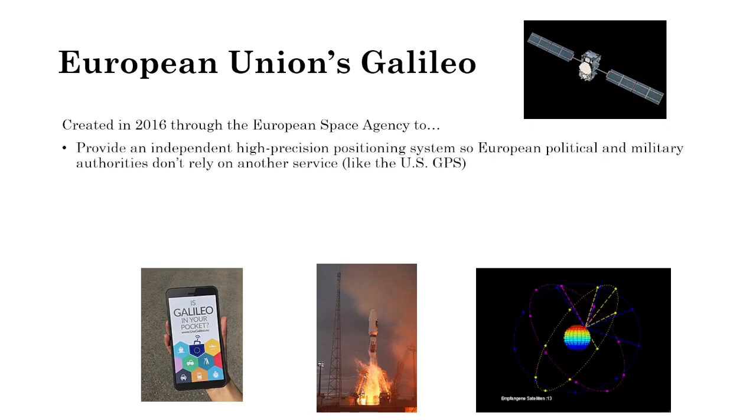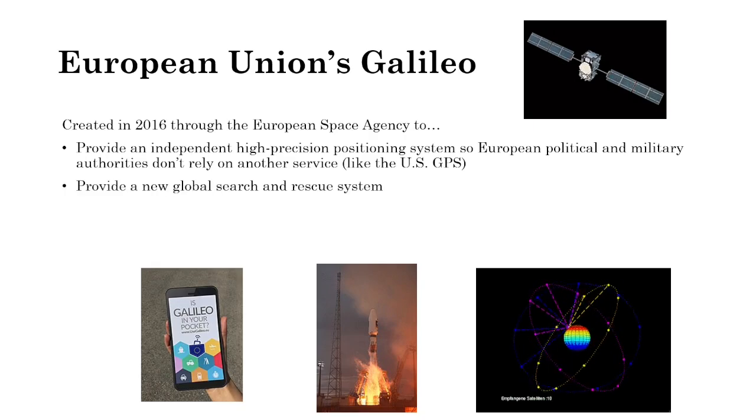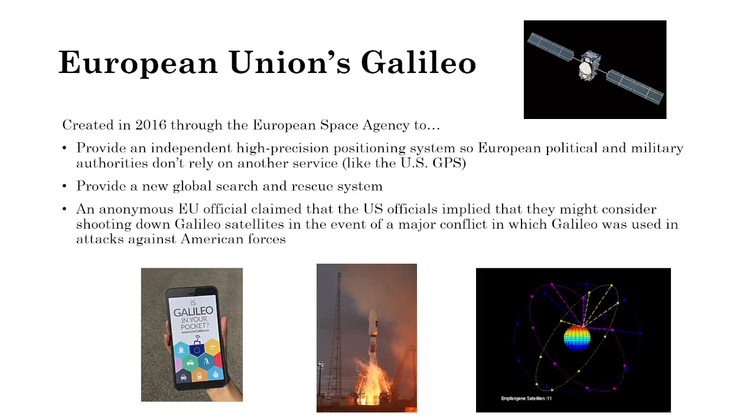But Galileo was created by the European Space Agency just a few years ago to provide a very high precision positioning system so that Europe can have their own navigation system without relying on another service like the U.S. GPS. And this provided a whole new global search and rescue system. And recently, an anonymous EU official claimed that U.S. officials implied that they might consider shooting down Galileo satellites. I guess they can't take the competition. So yeah.